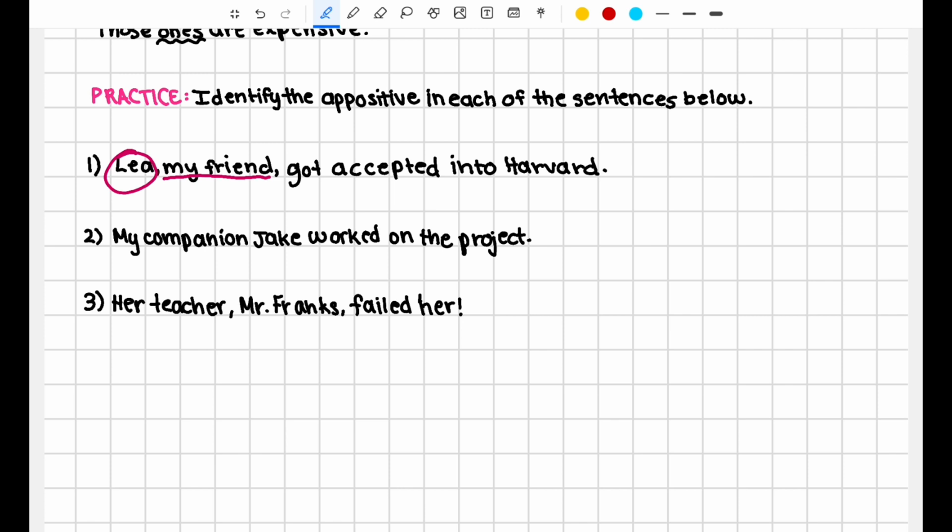Number 2, "My companion Jake worked on the project." In this case, the appositive is Jake because it describes the noun my companion. And lastly, we have "Her teacher, Mr. Franks, failed her." In the same way, Mr. Franks is the appositive because Mr. Franks describes the noun her teacher.